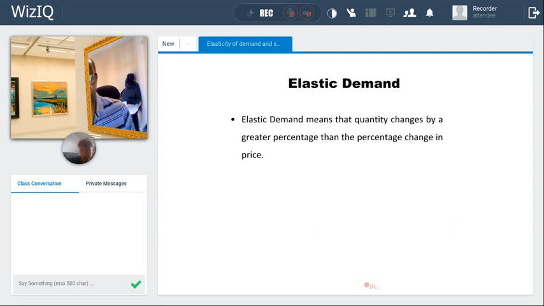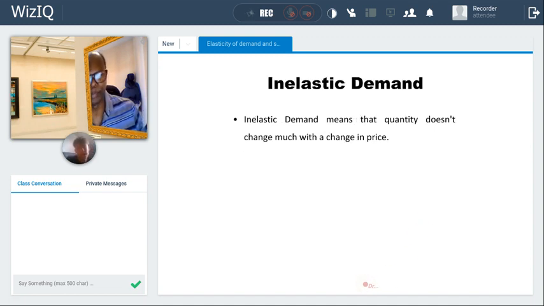Right. So elastic demand means that the quantity changes by a greater percentage than the percentage change in the price, which is what we have seen already. Inelastic demand means that the quantity doesn't change much with a change in the price. So if you change the price, the quantity is going to be less affected. People will still buy either the same amount or just slightly less.